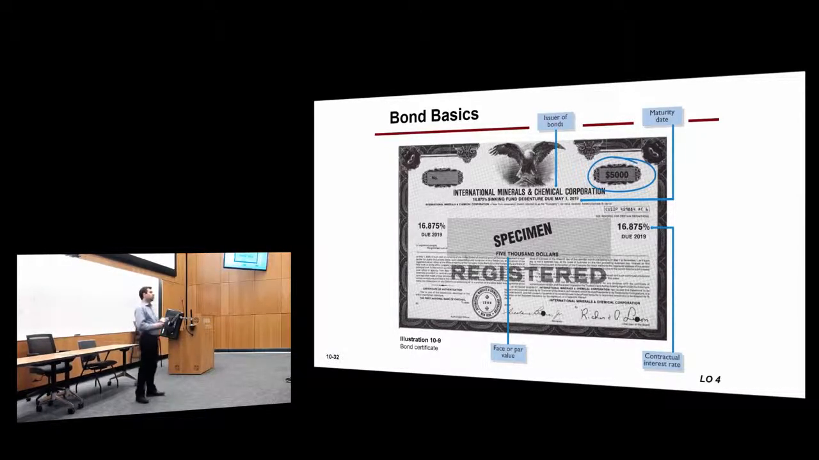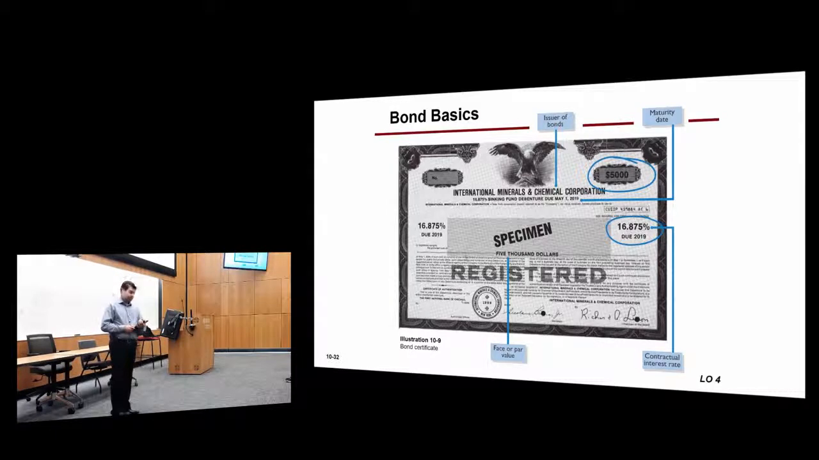Anyways, so on the bond certificate, if it's registered to a certain name, you find the name on the certificate, like this one. You'll also find the maturity date and the contractual or stated rate. So this is the contractual interest rate. That means it will yield 16.875%. Okay? Any questions?